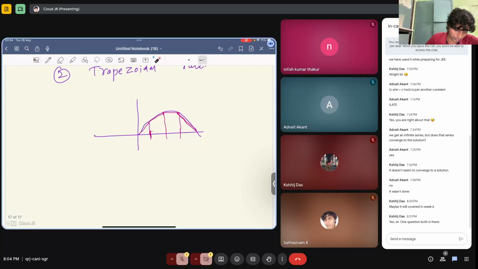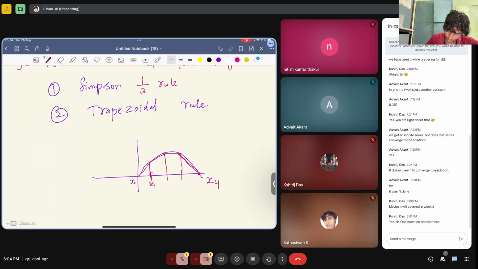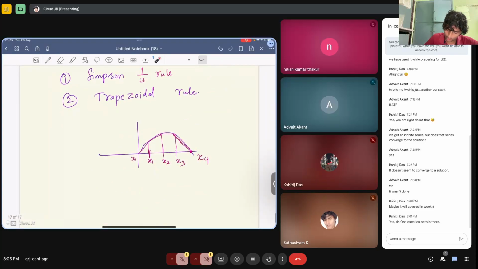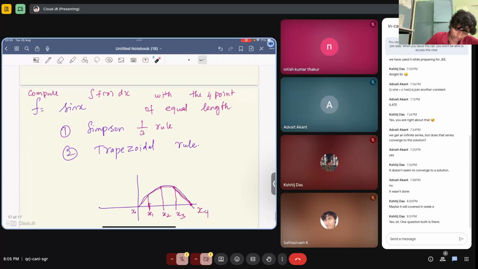So let's say I have these 4 points. Let's say I start with x0 and this is x1, then x2, x3, x4, right? So basically, I'm cutting this 0 to pi by 2 into 4 pieces. Sir, 0 to pi by 2 or 0 to pi? Yeah, 0 to pi. Did I write 0 to pi? Okay, I need to write it.